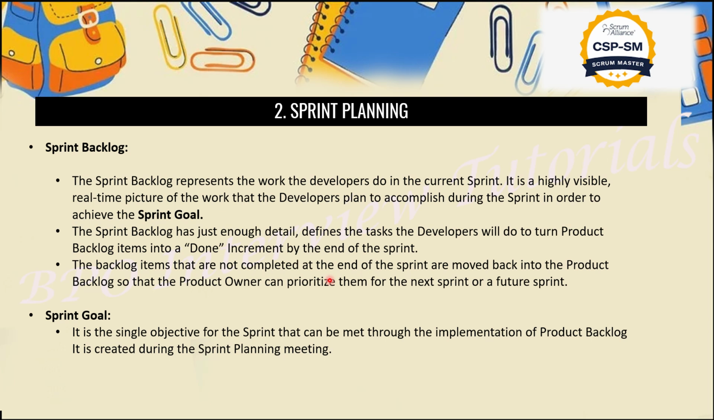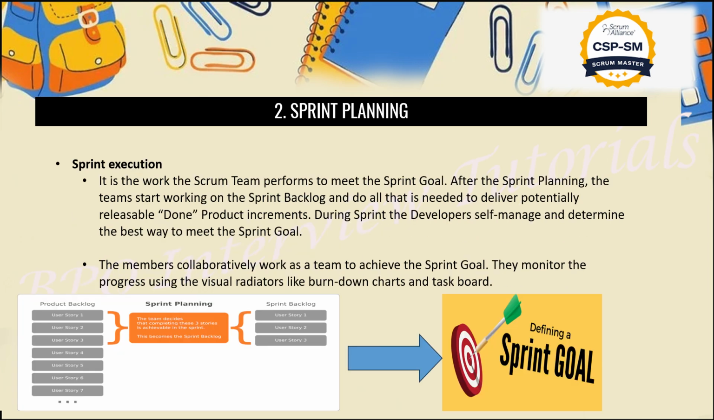Now the sprint goal: if we clear all the backlog, then we have achieved the sprint goal, guys. So this is all about the sprint goal, and if not, the work will move back to the product backlog. We also have sprint execution, guys. What is sprint execution? It is the work the scrum team performs to meet the sprint goal. Whatever work we do in the scrum team to meet the sprint goal is known as sprint execution. In order to complete the work in the sprint, to clear the sprint backlog, we basically do sprint execution.